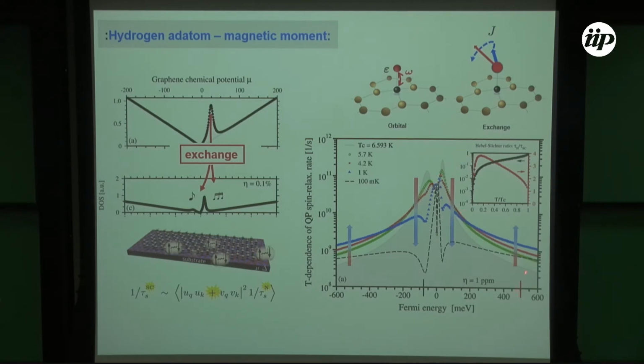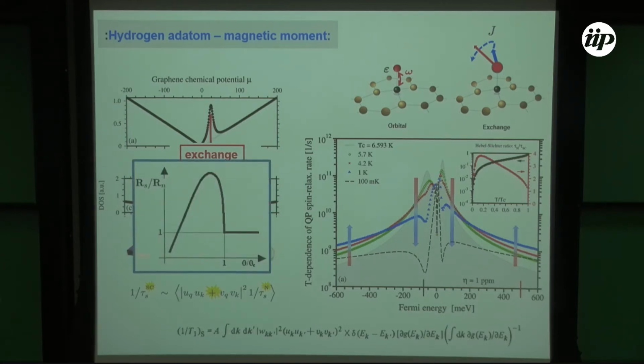However, if you are outside of the resonance and you start to lower the temperature, you are seeing the standard Hebel-Slichter scenario. So basically, relaxation is going up to some point, and then it's decreasing to zero. This part is clear outside of the resonance, but we failed to explain what happens in the resonance.